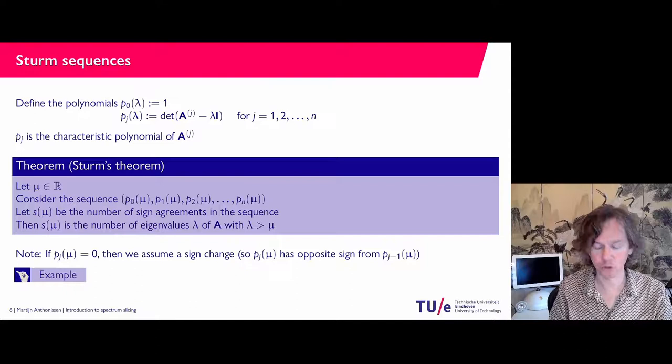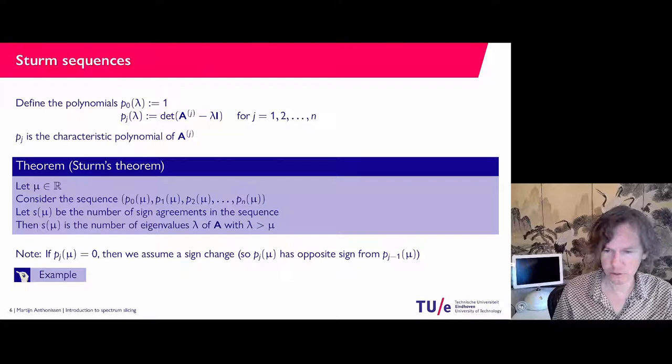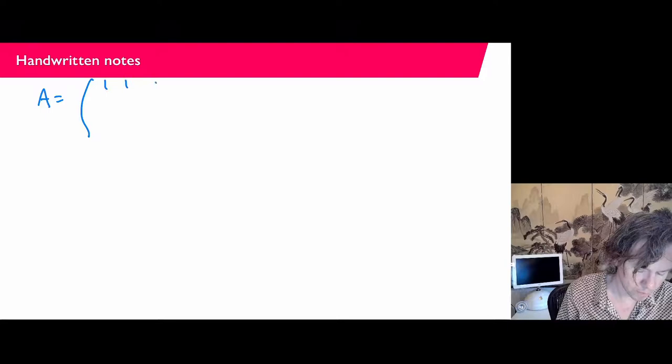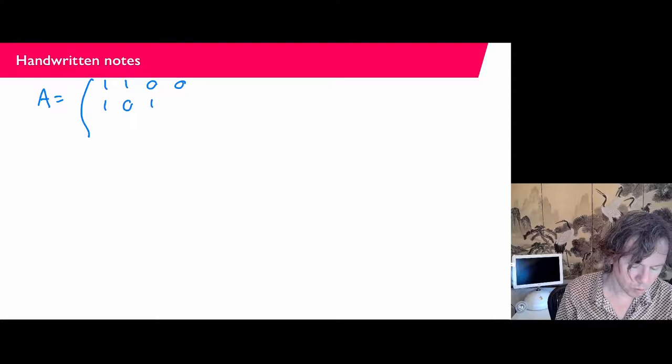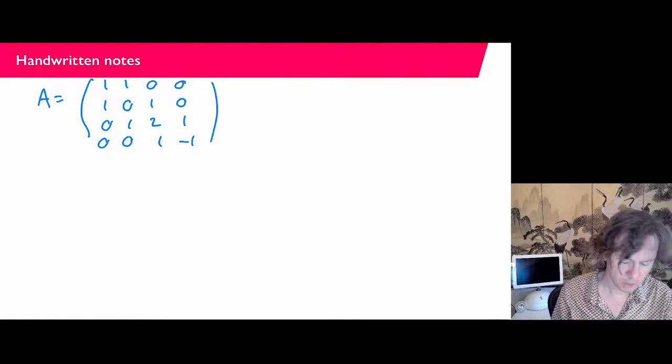So let's look at a little example here. So I'm going to look at not too big a matrix because I have to do this by hand. Normally, of course, you would do this on a computer in MATLAB or any other programming language. But let's look at an example matrix. So I am going to consider the matrix A. It has to be symmetric, and I pick this one. 1, 1, 0, 0 for the first line. 1, 0, 1, 0 for the second row, 0, 1, 2, 1, and the last row, 0, 0, 1, minus 1. So as you see, it is symmetric, it's even tridiagonal, it has a bunch of zeros in there.